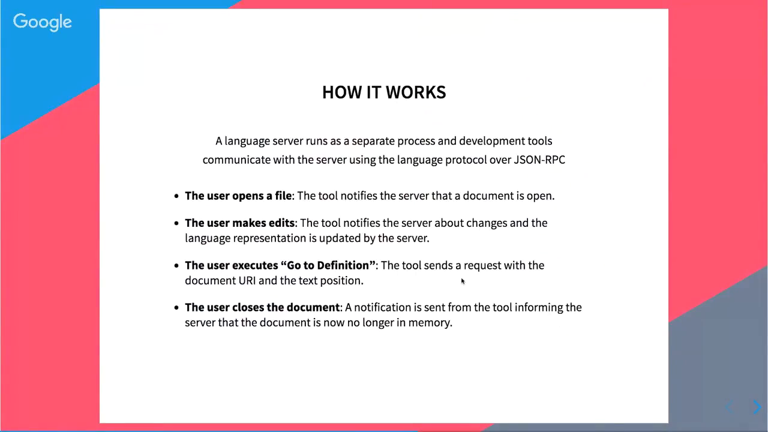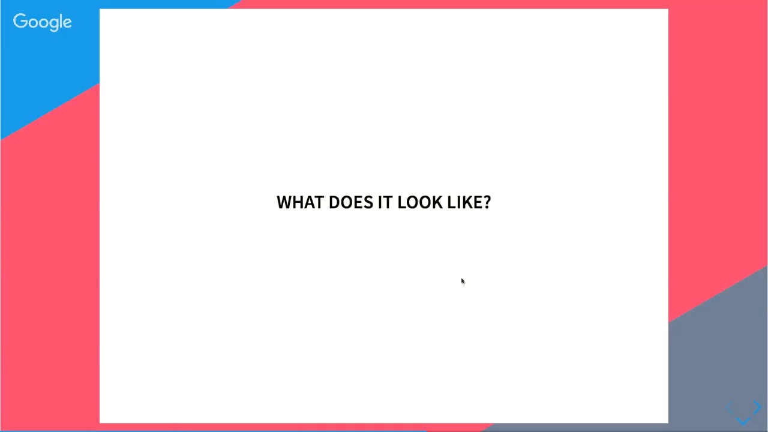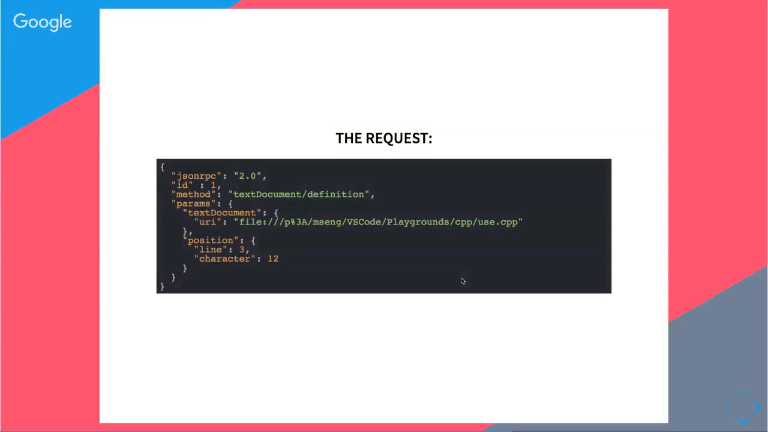All right, in case we didn't hear, the user closes the document, and that tells the server that it's no longer responsible for managing that language representation, and that also essentially flags the file as being saved to the disk. So what does that request look like? So this example is for the go-to-definition request. So this is the request.